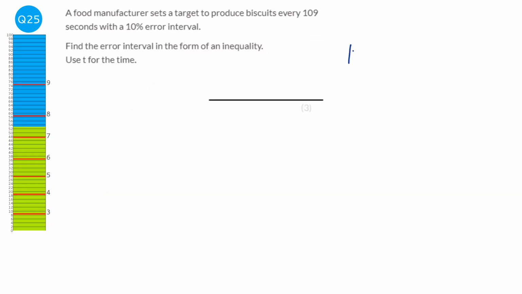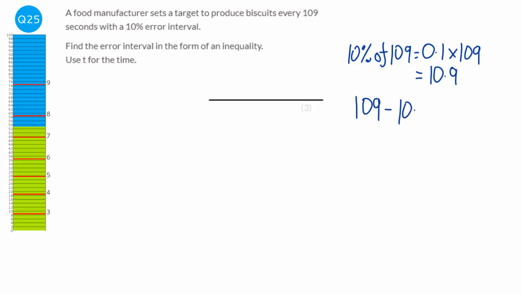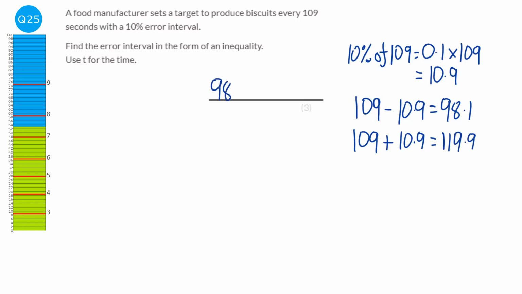First thing we need to do is find out what 10% of the 109 is. So we're just going to multiply by 0.1, and that gives us 10.9. So what we're going to do is we're going to add and subtract this from 109. So we're going to do 109 take away 10.9, which gives us 98.1. And then we're going to do 109 plus 10.9, which will give us 119.9. So our error interval is between 98.1, and it says to use t, and 119.9.